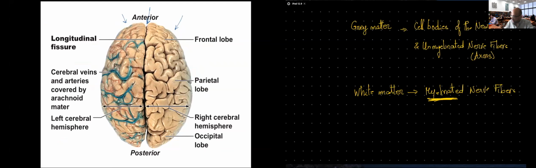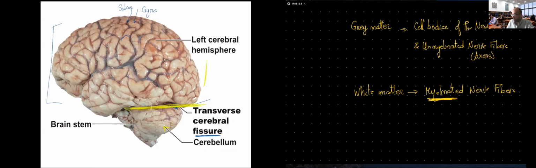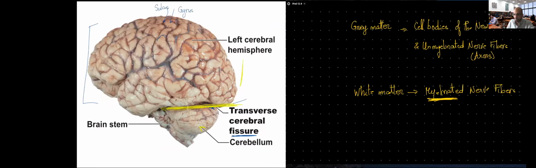Another fissure is the one that is located between the right and left cerebral hemispheres. This is called the longitudinal fissure. So we've got here the longitudinal fissure, and we've got here the transverse fissure.